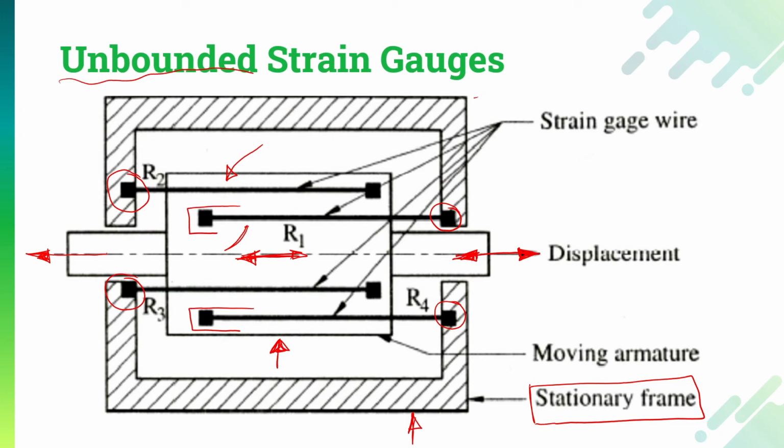And the same thing, whenever the direction of this armature changes in this direction, in that case the wires R2 and R3 will be under tension, and R1 and R4 will be under compression. In this case, with the tension and the compression phenomenon, they are going to change their resistance. Okay, so this is what happens in the unbonded strain gauges.